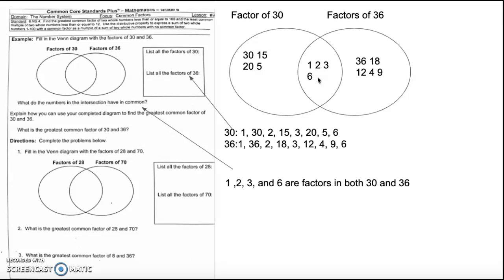Now, explain how you can use your completed diagram to find the greatest common factor of 30 and 36. They don't really give you a lot of room to write it down, so I'm just going to talk it out. Well, we can see the numbers from least to greatest if you put them in that order, but we can also see them right here. And we all know that these numbers go into both 30 and 36. So it's easy because we can just look at it and see the greatest common factor, greatest being the highest. What's the highest number?